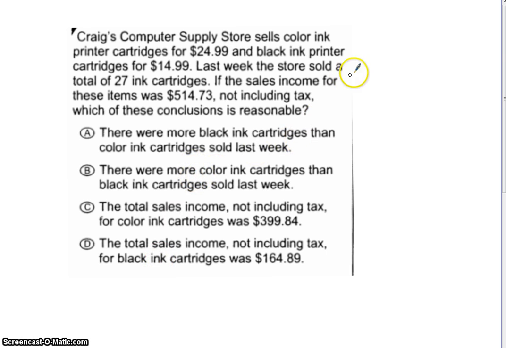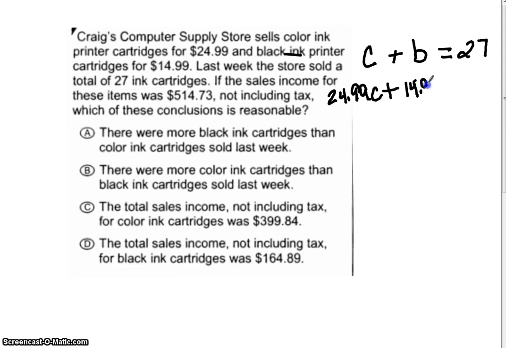First of all, what were they selling? Well, they were selling color plus black cartridges equals, how many cartridges did they sell? 27. Then you're going to do one that has all of your money. Well, the color is $24.99, so $24.99C plus the number of black was $14.99, so $14.99B equals the total money you had was $514.73. So you got to figure out a way to solve this.